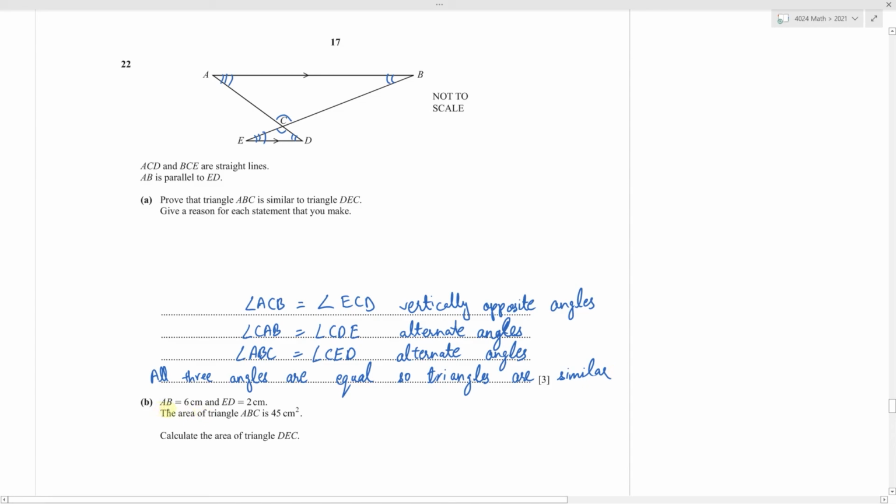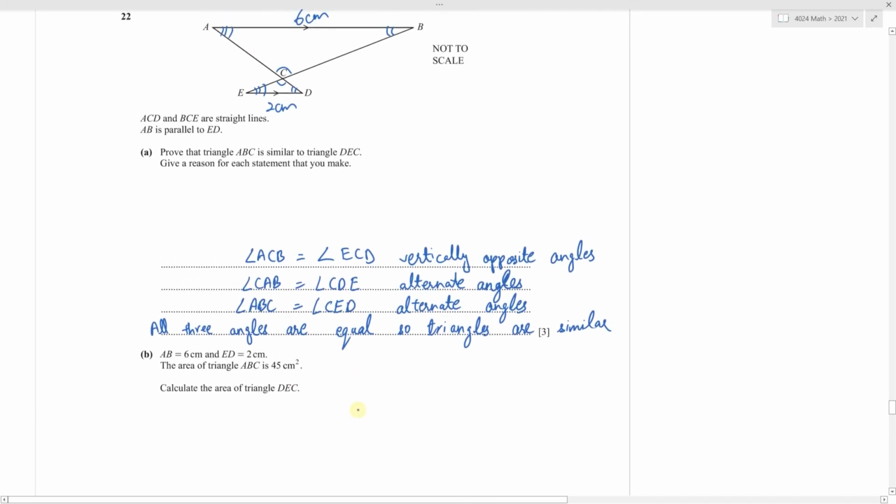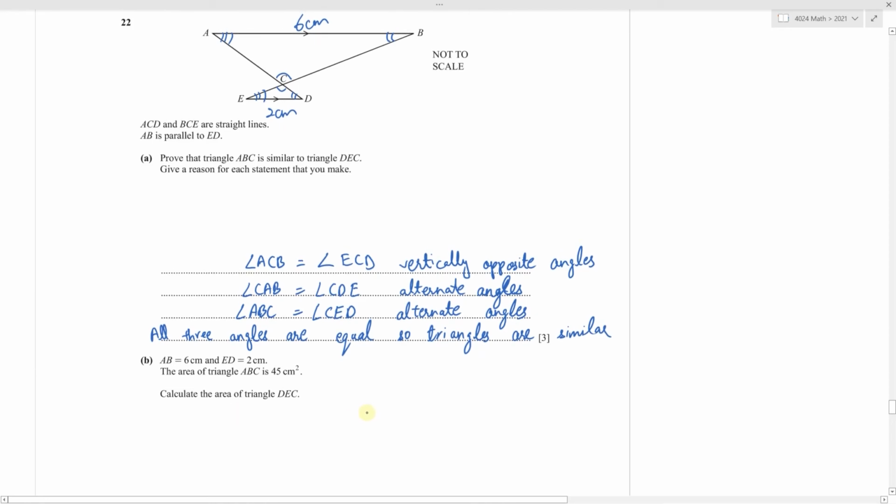Part B: AB is 6 centimeter. So this is 6 centimeter. ED is 2. Area of triangle ABC is 45, so ABC is 45 centimeter square. Calculate the area of triangle DEC. Now since these two triangles are similar, we can use the property that the ratio of their areas will be equal to the square of the ratio of two of their corresponding sides.